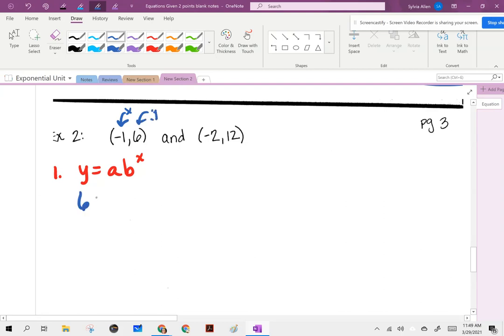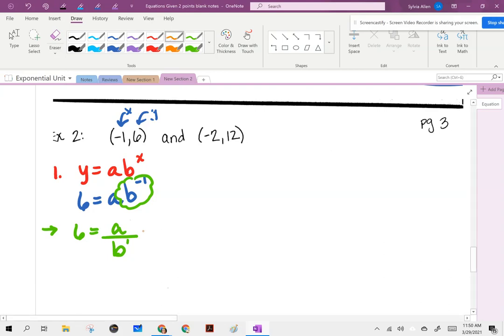So I've got 6 is equal to, we don't know what the a is, we don't know what the b is, but we know that the x is -1. And we are supposed to solve for a. Before we do that, we need to simplify. Okay, so let's take a look at what that means. It means 6 is equal to a over b to the first power, right? So remember that a negative exponent means that it is going to be a fraction. So we just need to finish solving for a.